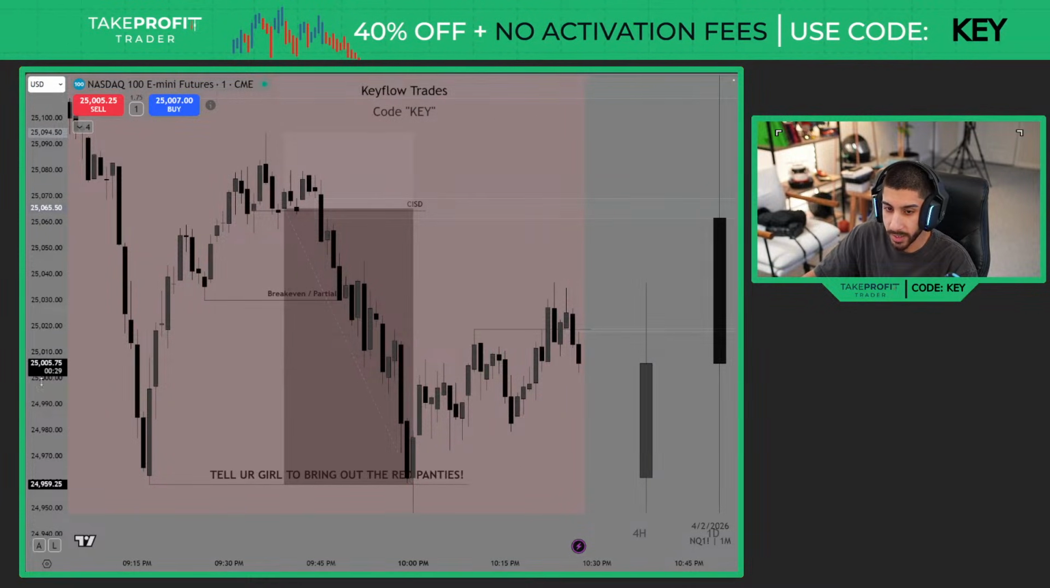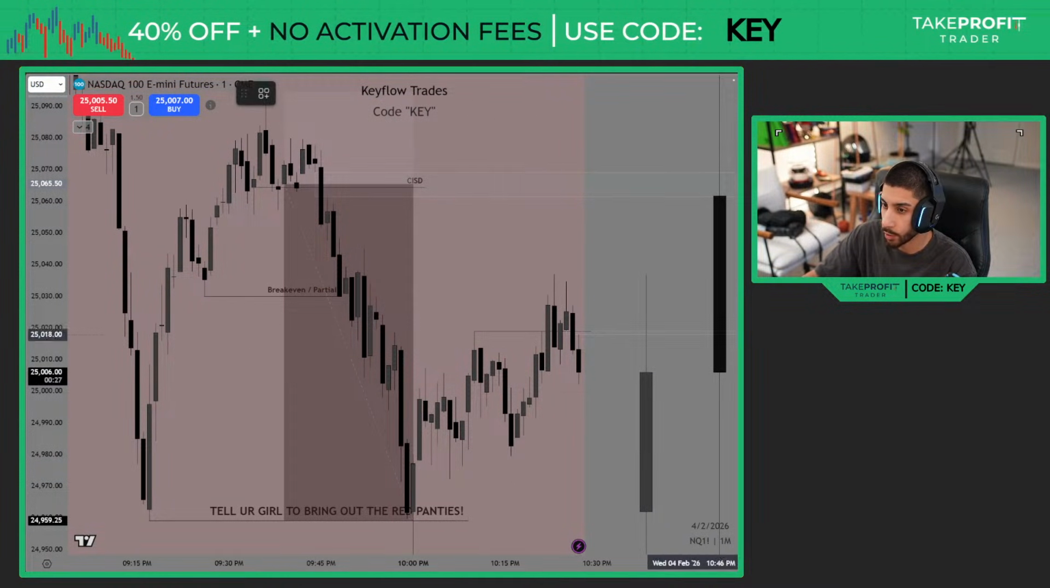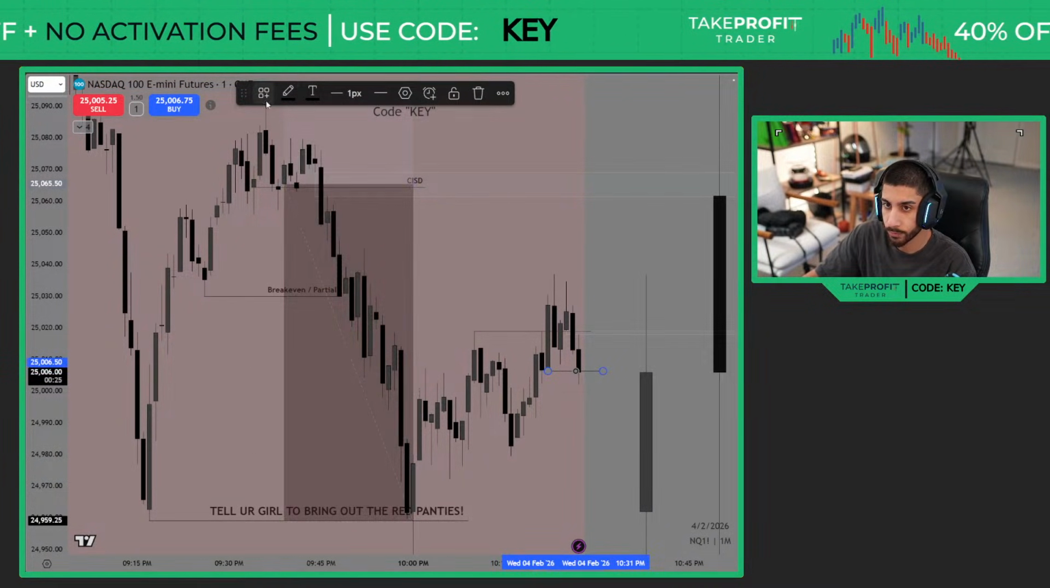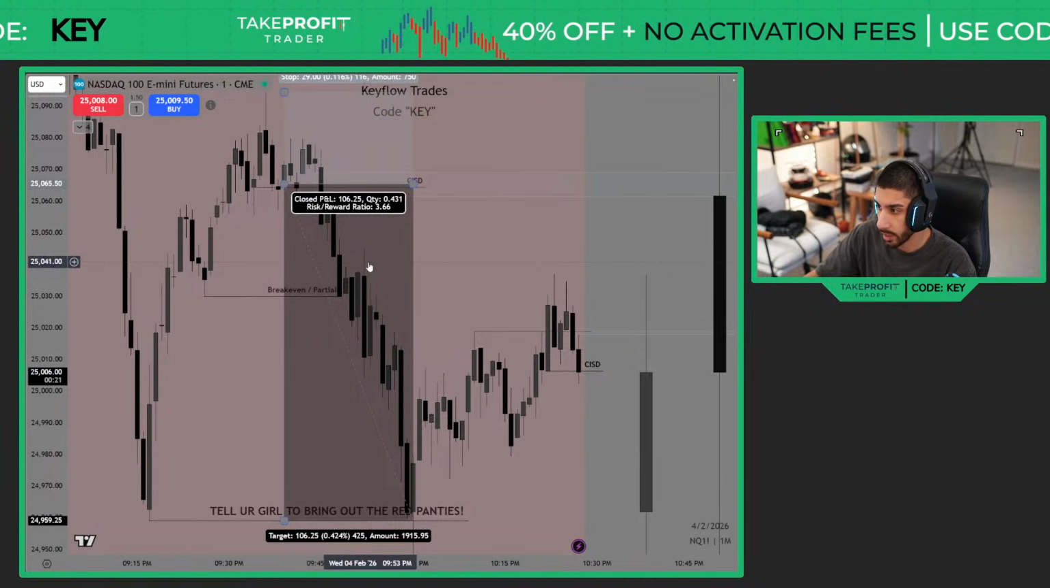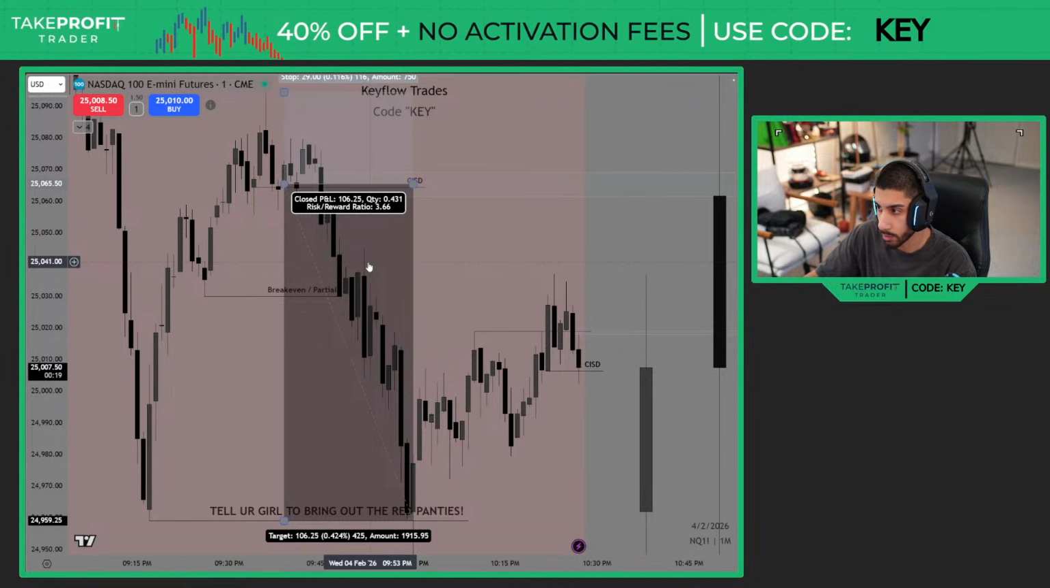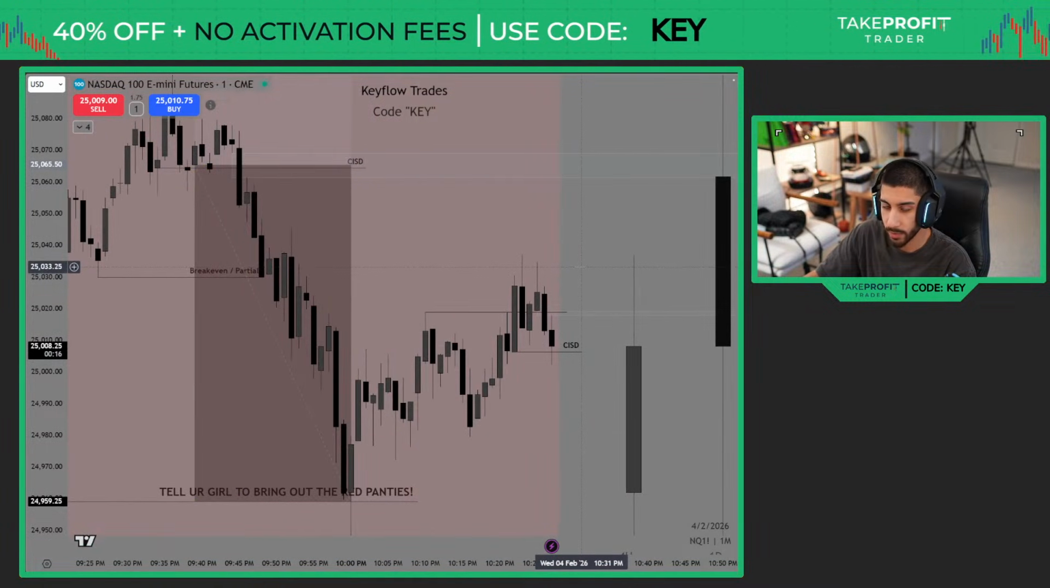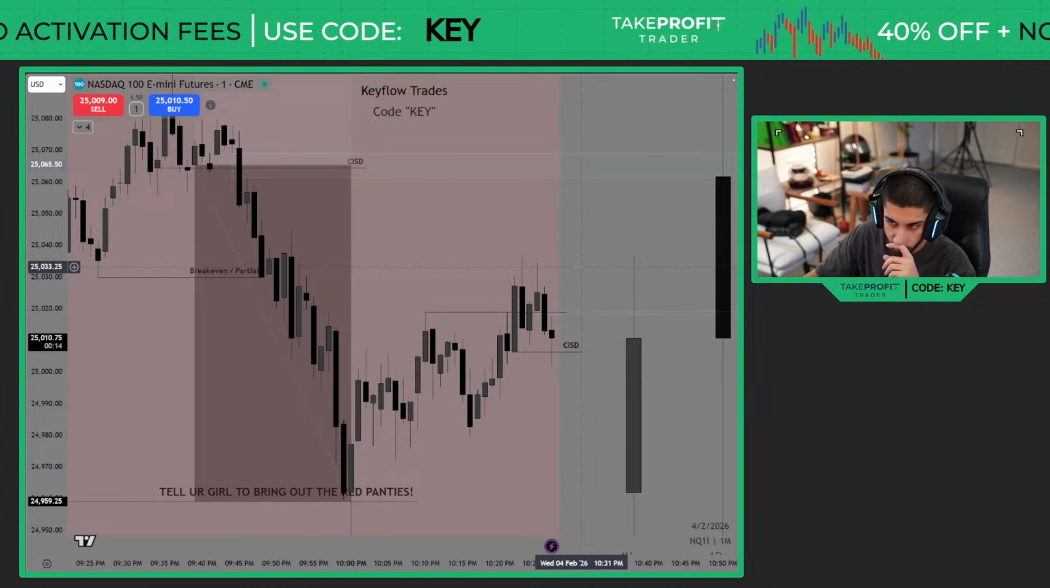All right, might get a change in state right here. Our change in state delivery is going to be this low. Only thing is I don't think we have SMT here, brevs. We don't. We have no SMT here.